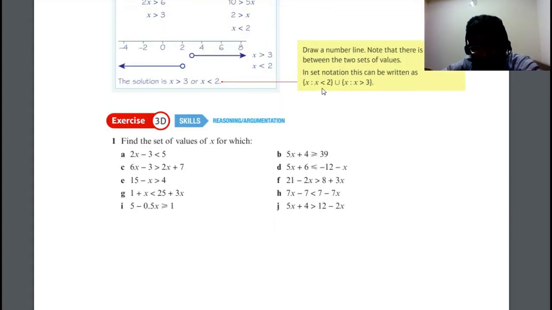In this particular case, if it's less than 2 as well as greater than 3, the answer will be a null set, because something can't be simultaneously less than 2 and more than 3. Right.